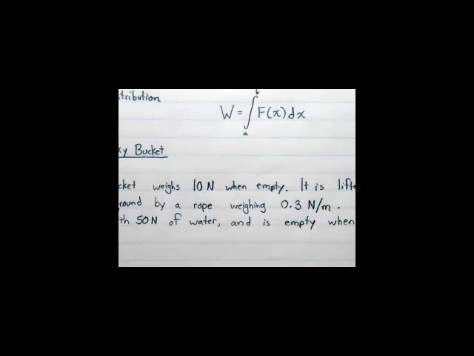So, a leaky bucket weighs 10 newtons when empty. It's lifted 20 meters off the ground by a rope that weighs 0.3 newtons per meter. The bucket starts with 50 newtons of water and is empty when it reaches the top.